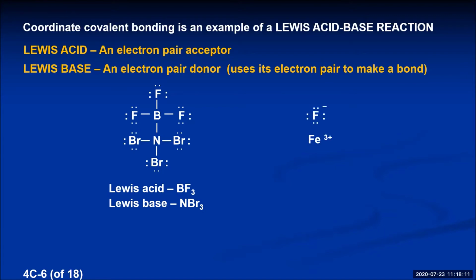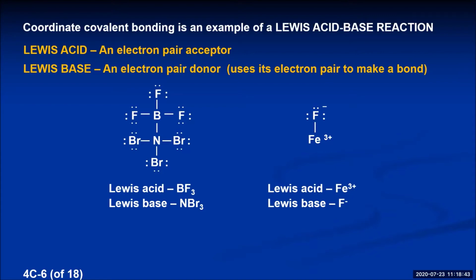If you have a central metal like an iron positive 3 ion, where it's lost its valence electrons, so it has no valence electrons, and a ligand comes up to it with all these lone pairs on it, the ligand can use one of its lone pairs to donate to the iron in order to bond. So the iron, the central metal, is the Lewis acid because it's accepting an electron pair, and the ligand, the fluoride, is donating an electron pair. It's the Lewis base.